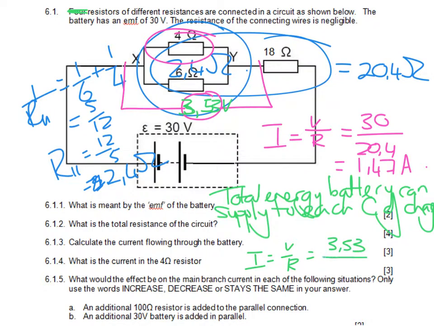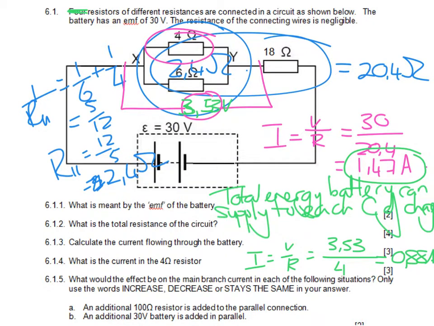3,53 for the parallel network. The resistance of the 4 ohm resistor is 4, and you land up with 0,88 amps. You could also have taken your 1,47, divided it by 10 and multiplied by 6.